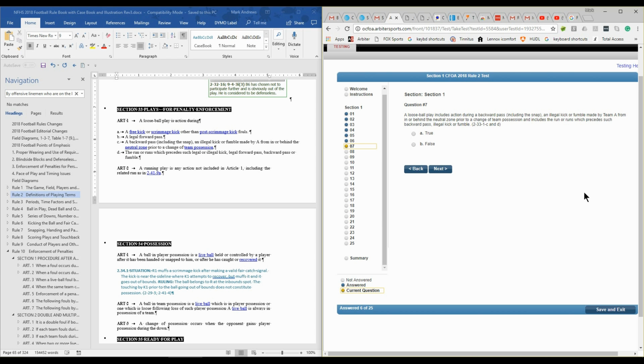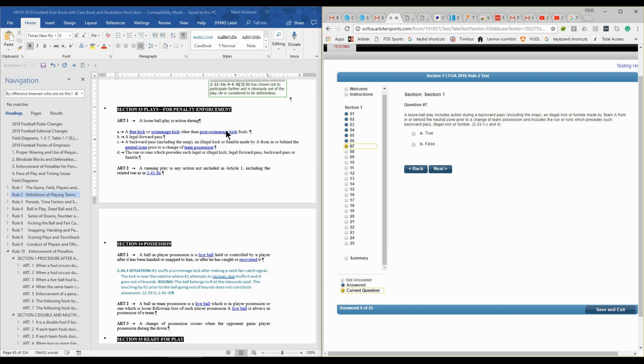Someone could mark this false because this isn't the complete definition of a loose ball play, but the test maker gets away with it because he says a loose ball play includes action, which means that as long as these things are all components of a loose ball play, then this question is true, which it is. This is true. We can look at 2-33 to see what the definition of a loose ball play is. Loose ball play is action during a free kick, those are your kickoffs, or a scrimmage kick, that's your punts and field goals.